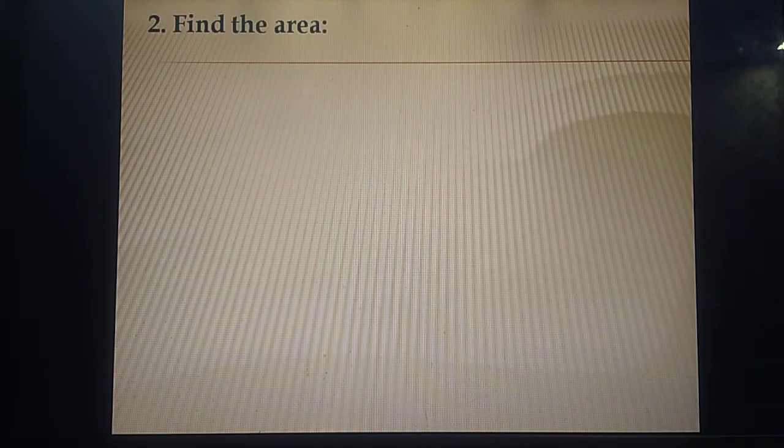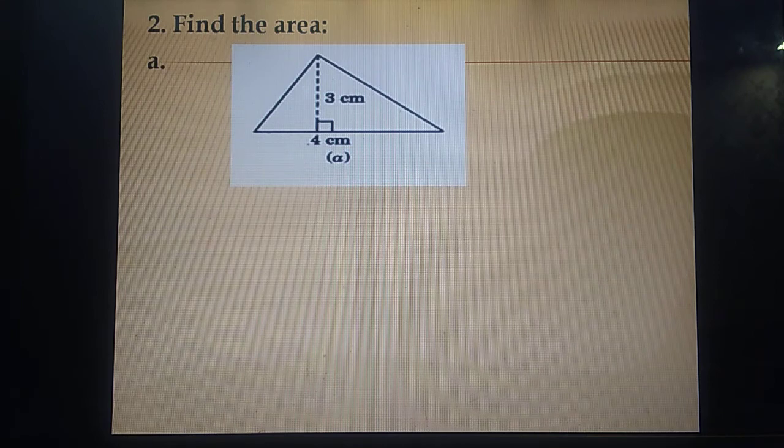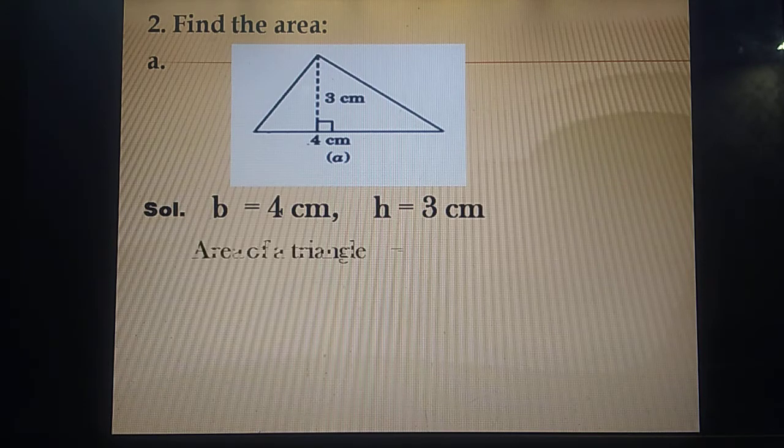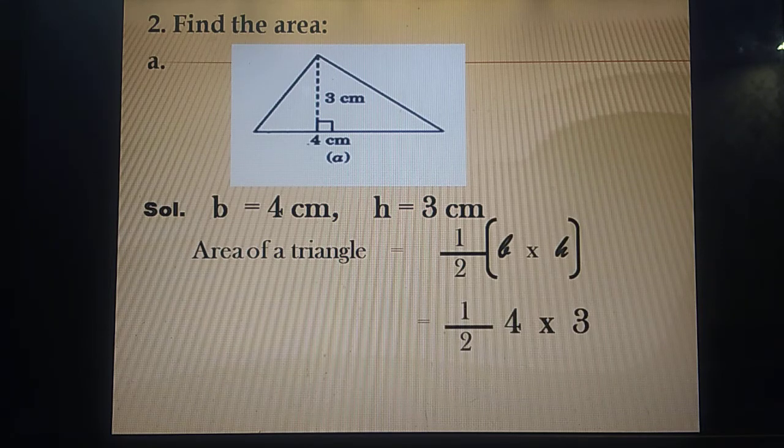Question number 2, find the area. Here the figure is of triangle. Again, perpendicular is falling on 4. So base is 4, height is 3. Area of triangle means half into base into height. Put the values here. We will get half into 4 into 3. Multiply them. We will get 12 upon 2, which means 6 square centimeter.